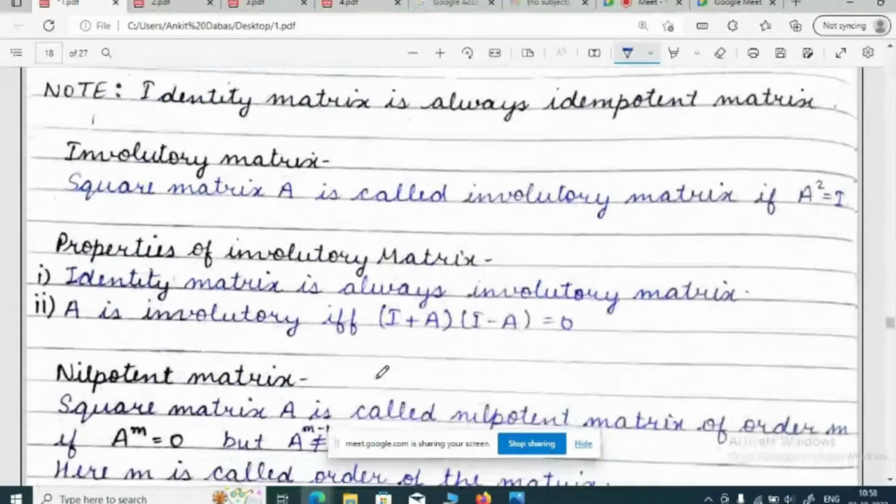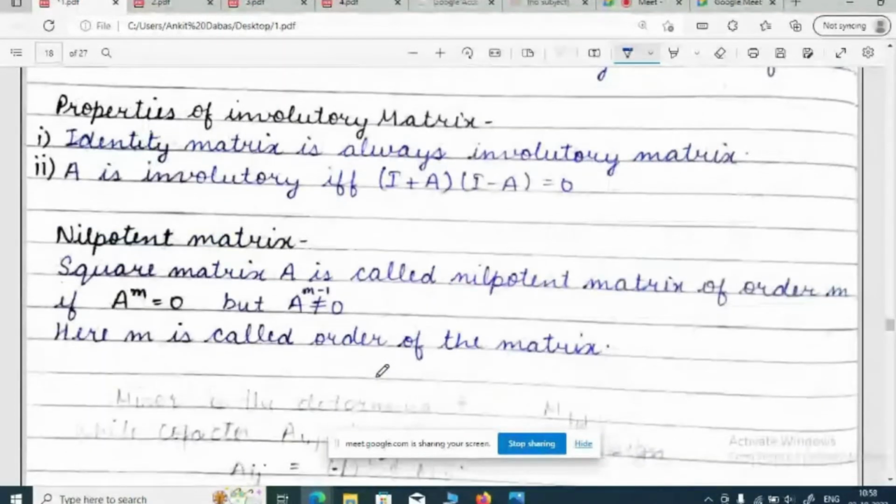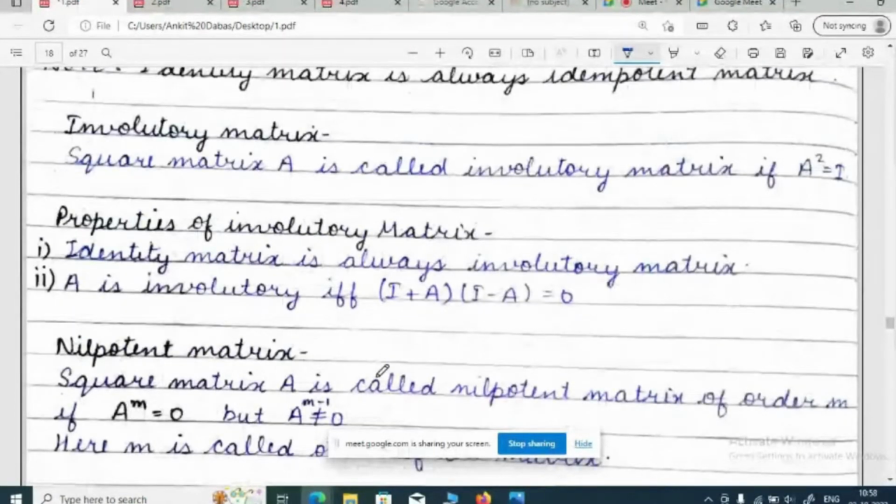Next, we have involutory matrices, where the square of the matrix is equal to the identity matrix. From this A square is equal to I, we can clearly see that identity is always involutory because I square is equal to I. And a matrix A will be involutory if I plus A into I minus A is equal to 0.